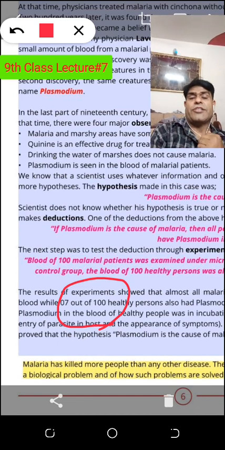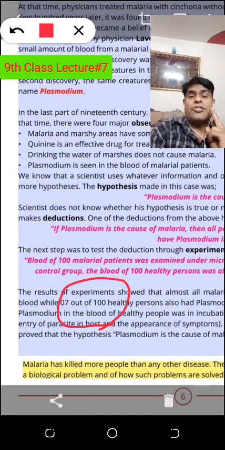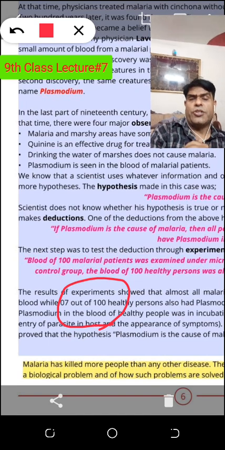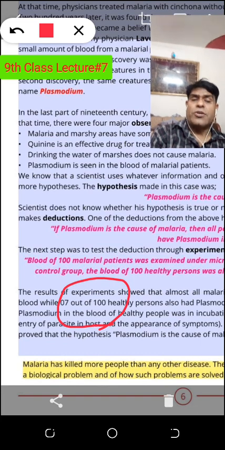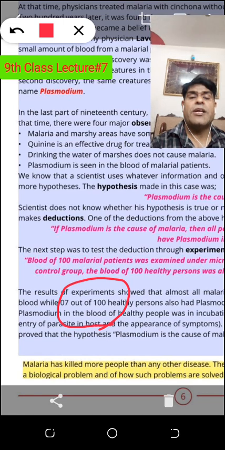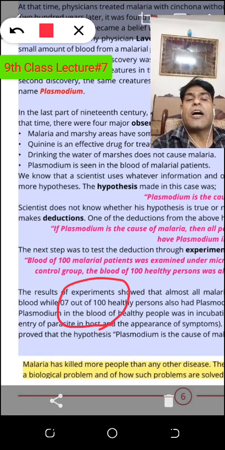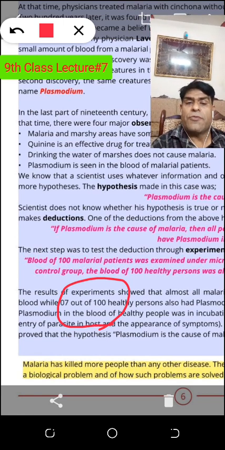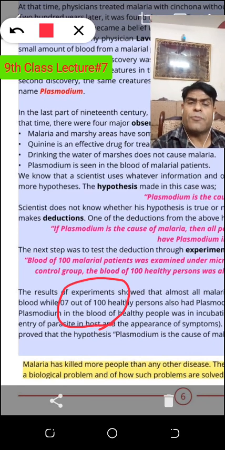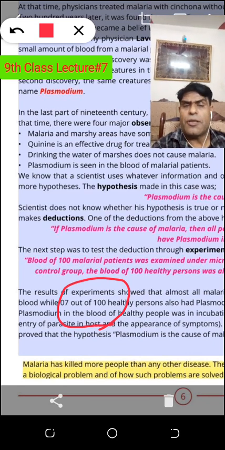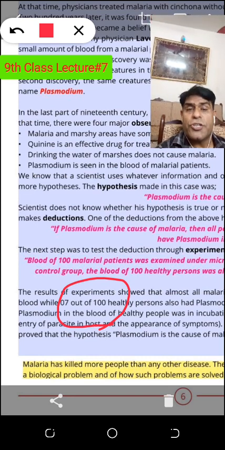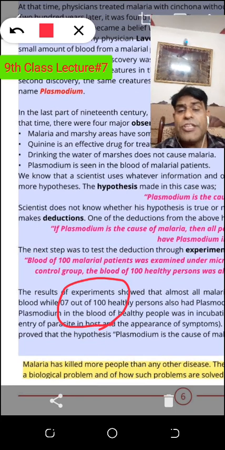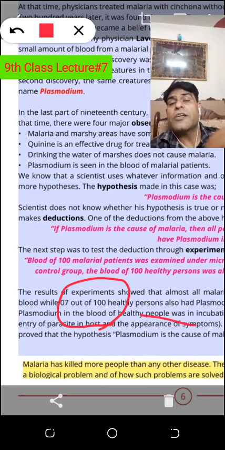Now the scientists checked 100 people, as I was telling you. 7 out of 100 were without plasmodium and 93 were having the plasmodium. And now this question once again arises, sir: 7 people were without plasmodium, even though they were having malaria. Why don't they have plasmodium? Even though they were having malaria, the reason is that plasmodium was in the growing stage, the incubation stage. This comes in the objective type.